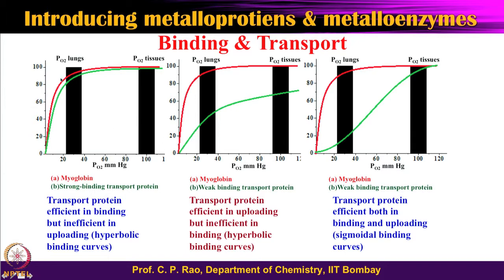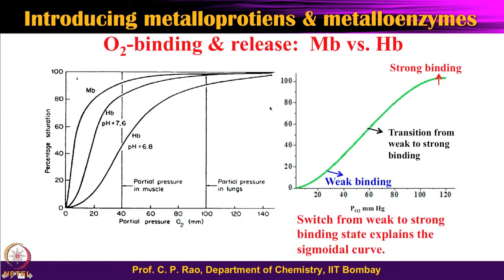So, what is myoglobin? The red one is myoglobin here. So, myoglobin is always going in the hyperbolic. Therefore, myoglobin is not meant for the transport, but it is just meant for the storage of oxygen. Okay? And let us try to see the same thing in case of hemoglobin.